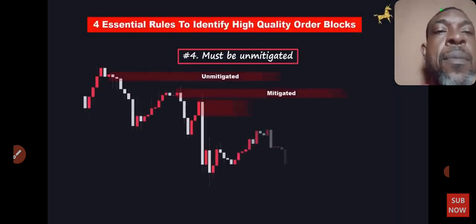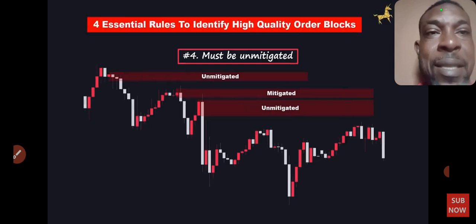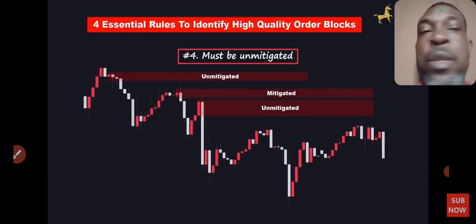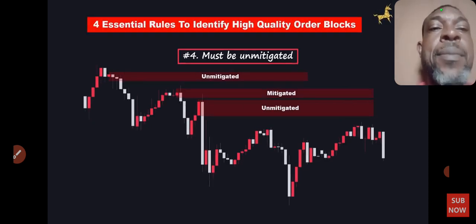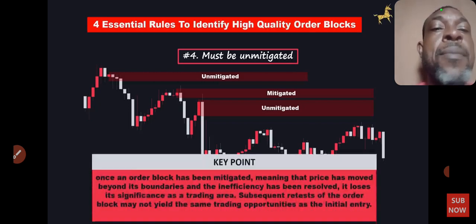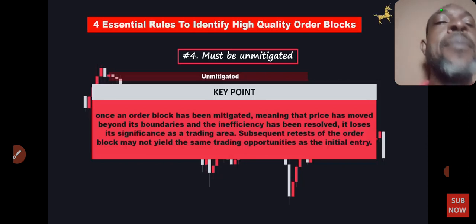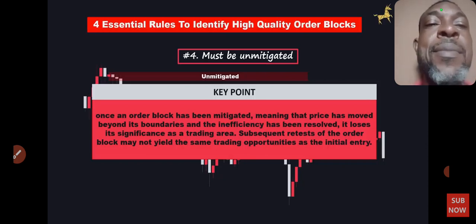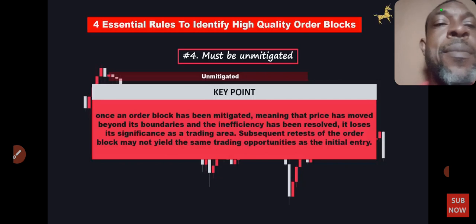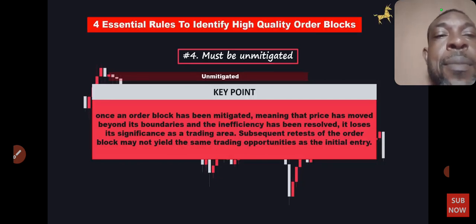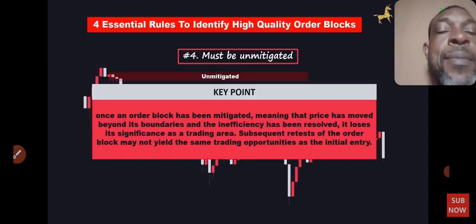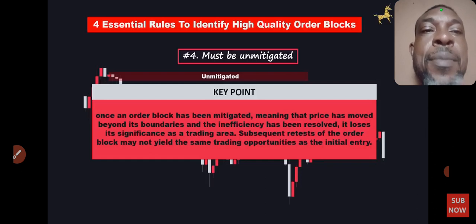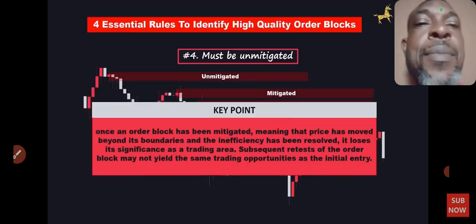Rule number 4. It must be unmitigated. Yes. Order blocks are considered one-time use, meaning we focus on the trading opportunity when price first enters an order block. Exactly. Once an order block has been mitigated, we do not consider it as an area of interest for future trading, because once an order block has been mitigated, meaning that price has moved beyond its boundaries and the inefficiency has been resolved, it loses its significance as a trading area. Subsequent retests of the order block may not yield the same trading opportunities as the initial entry.